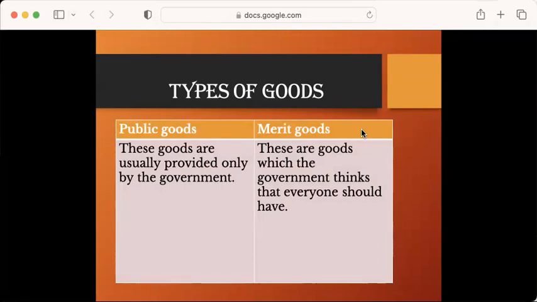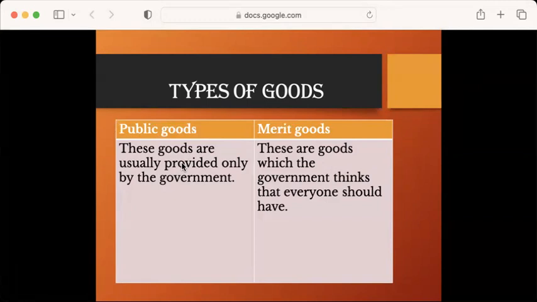That means when we use the street lights, we use them for free, but indirectly, the government collects the money from us in terms of taxes. So those are what we call free goods, goods that are only provided by the government. But merit goods are provided by the government as well as the private sector.